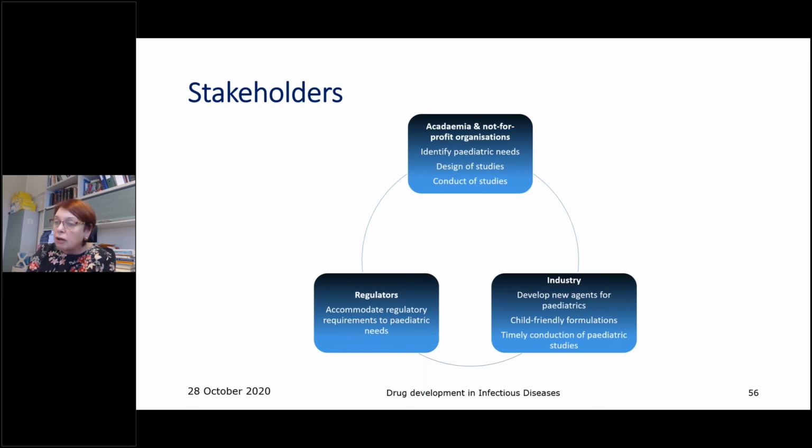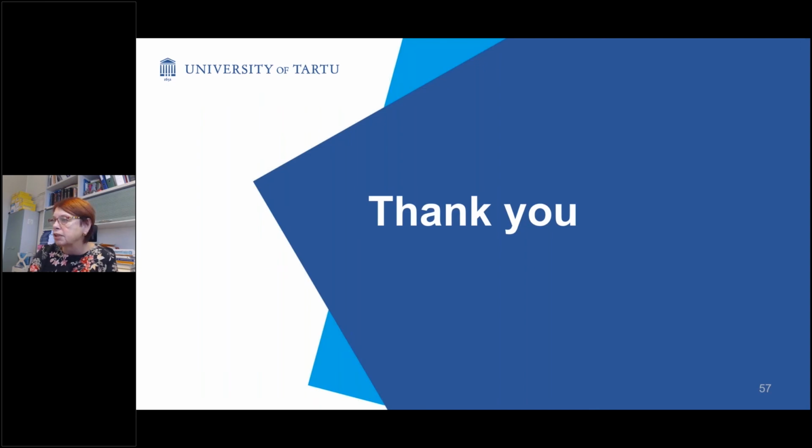There are also the regulators, who play a significant role, demanding the studies in pediatrics and actively participating in approvals of antibiotics in pediatrics, and a huge role is played by the industry to develop drugs or new agents in pediatrics, despite that there are not that many incentives, and that it may not be profitable to develop child-friendly formulations and, most importantly, timely conduction of pediatric studies. And I thank you all very much for listening.